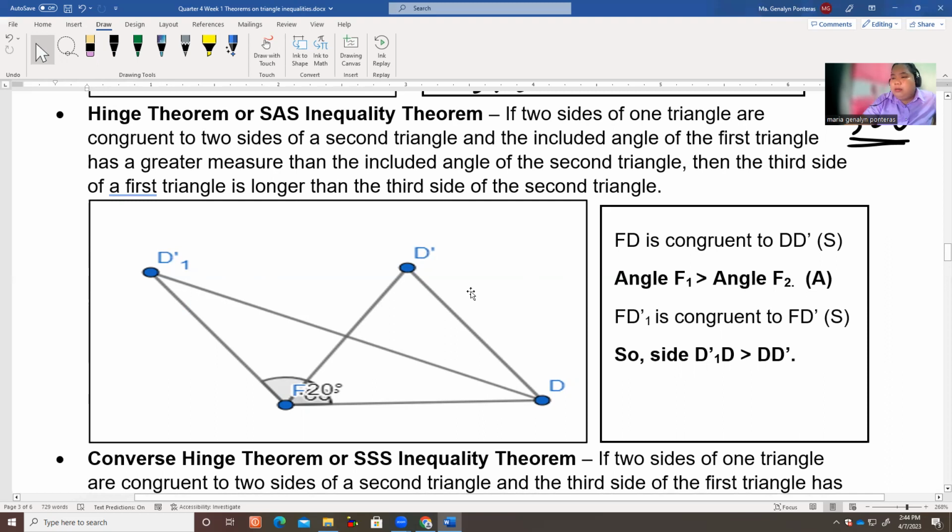In the SAS inequality theorem, it states that if two sides of one triangle are congruent to two sides of a second triangle, and the included angle, take note, we're dealing with the included angle, of the first triangle has a greater measure than the included angle of the second triangle, then the third side of the first triangle is longer than the third side of the second triangle.